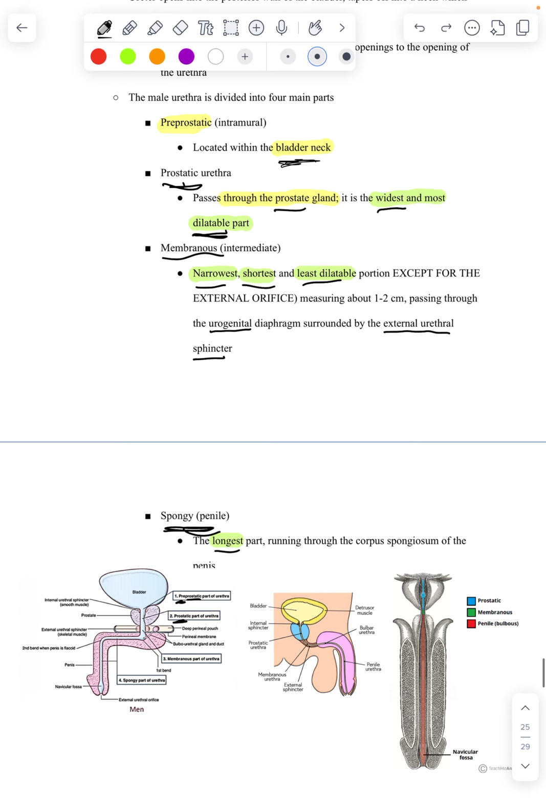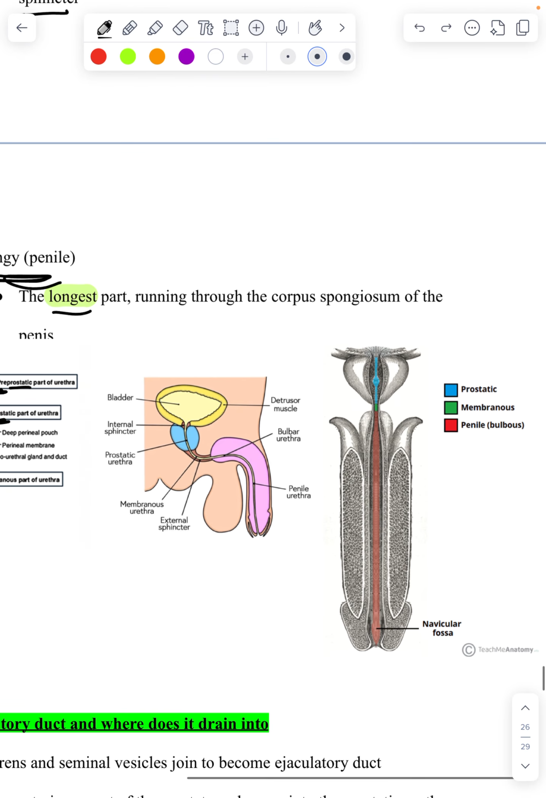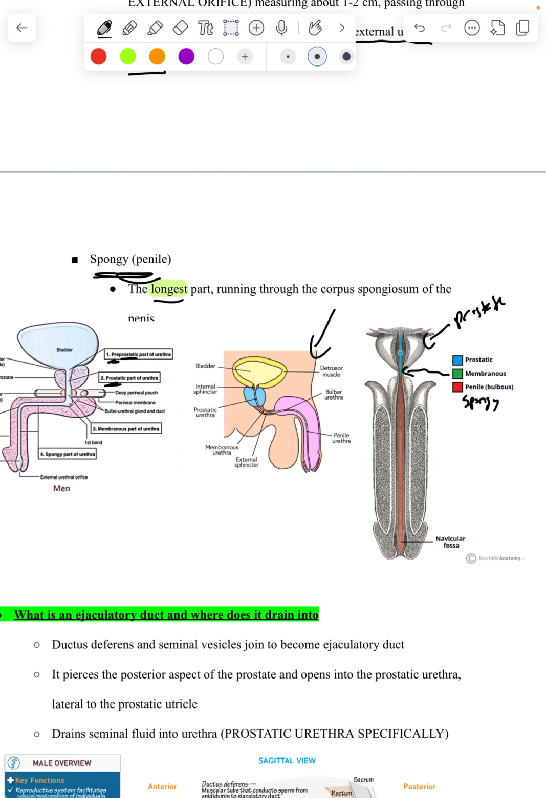So those are the 4 parts of the male urethra. This helps bring them down too. So this penile part is the spongy part. Membranous here you can see is the narrowest. And then prostatic literally goes along the prostate. That's your prostate around it. And there's another picture as well here.